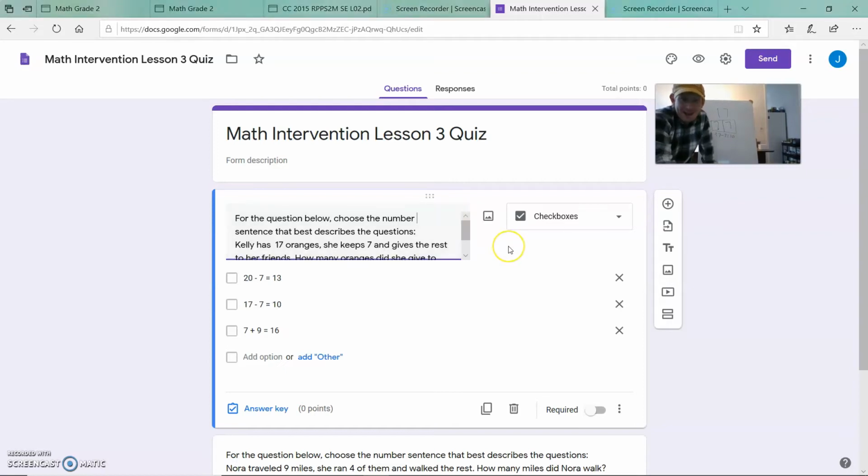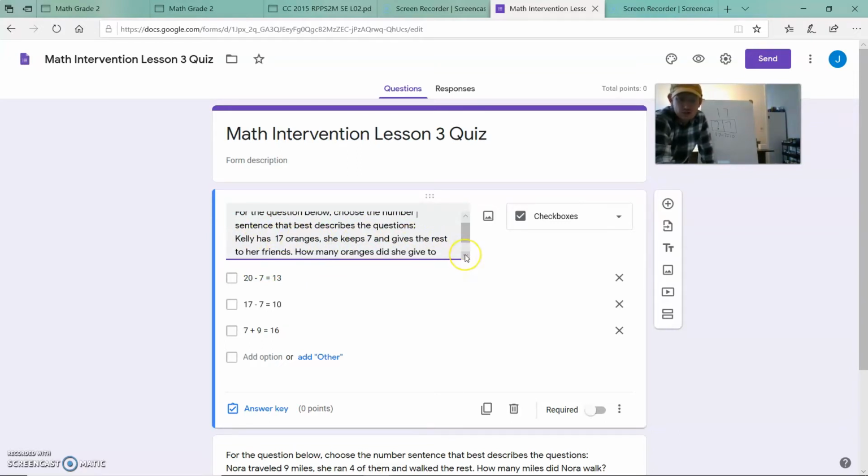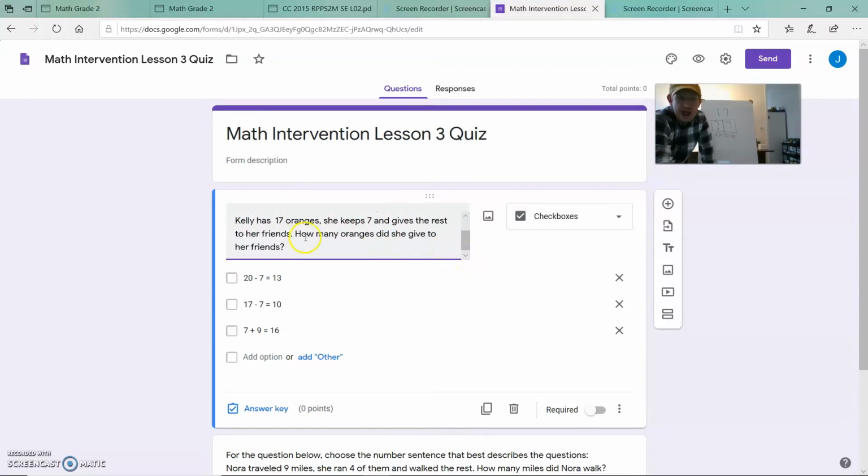All right, we are back with the lesson 3 quiz, and let's just jump right into it. Question 1 says, for the question below, choose the number sentence that best describes the question. Kelly has 17 oranges. She keeps 7 and gives the rest to her friends. How many oranges did she give to her friends?